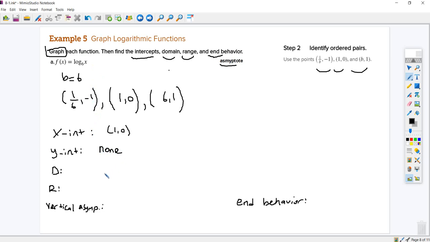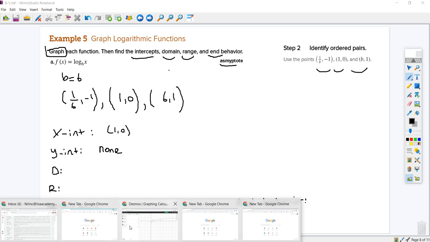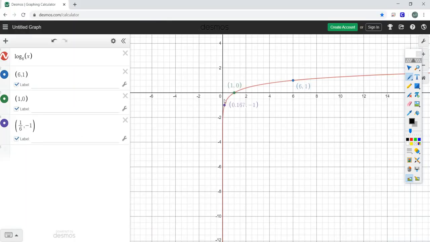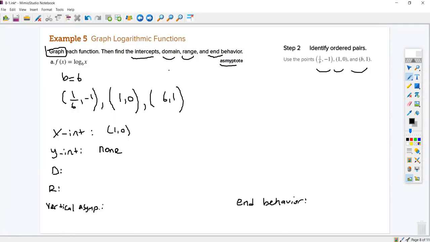Domain. For the domain, again, look at the function. It's coming along the y-axis, so I can tell it starts from 0 and goes all the way to the right. That means x is greater than 0. But it has to be x is greater than 0, not equal, because it never touched the y-axis. So we are saying that x is greater than 0. Range, remember what I said, don't worry about it. It is all real numbers. As you can see from the graph, it's coming all the way from the bottom to the top. So it's all real numbers.